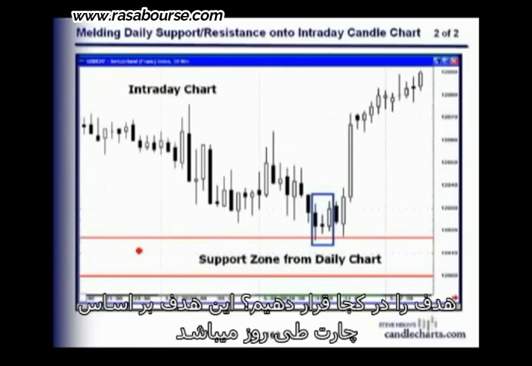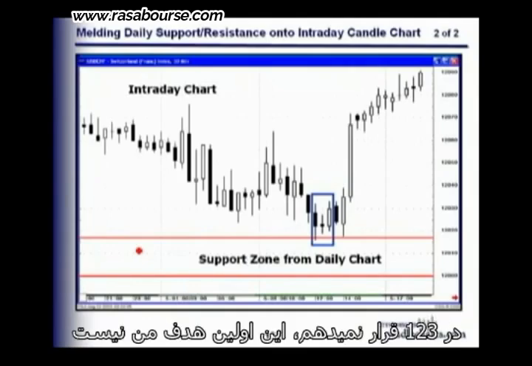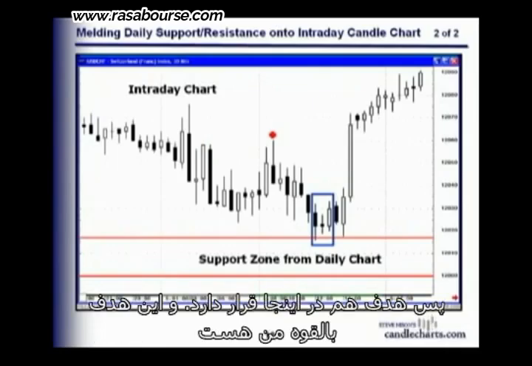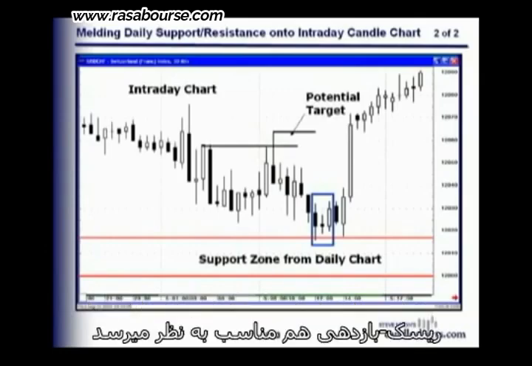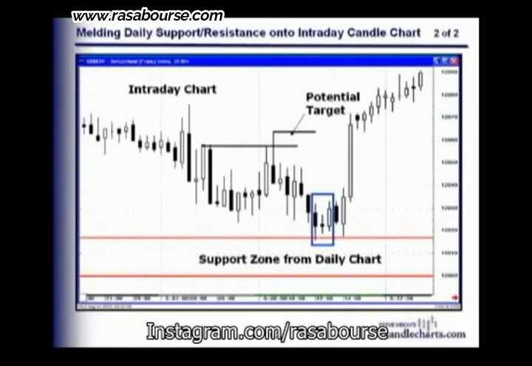What would be my target? It would be based on the intraday chart. I'm not basing my target on the high back here at 123. That's not my first target. My target, because I did the trade on the intraday, is the intraday target. And that could be a potential target. That looks like an okay risk-reward. We'd have to actually measure, but it looks like more than 2 to 1.